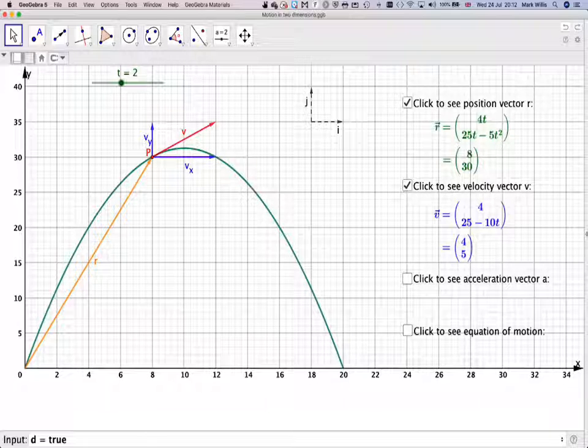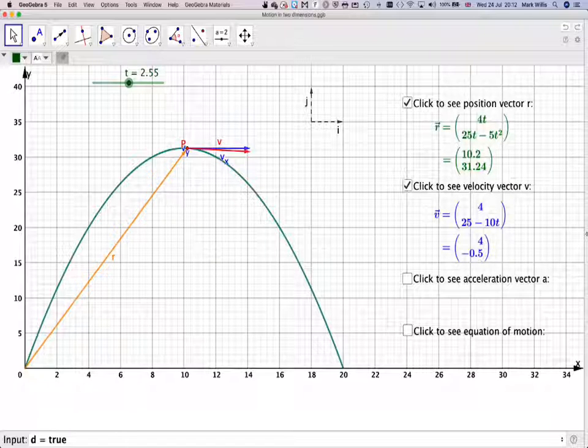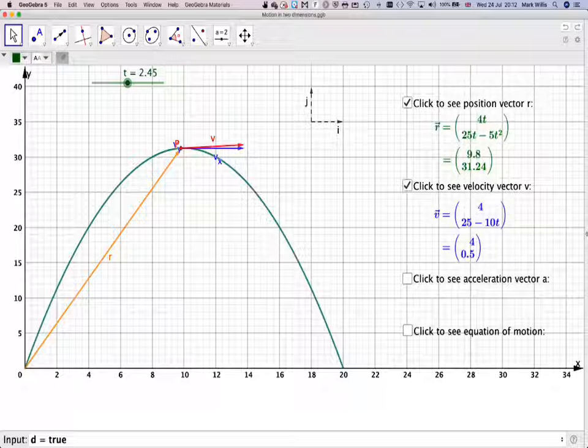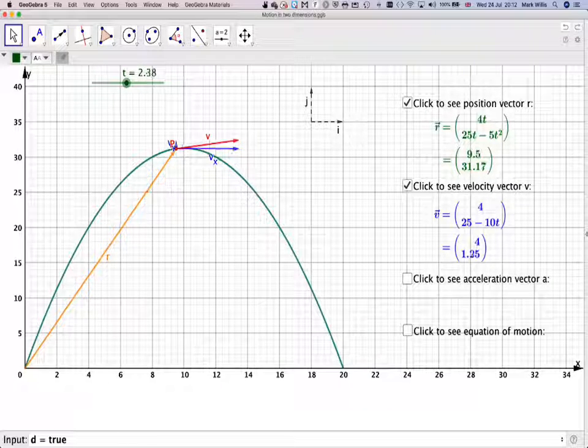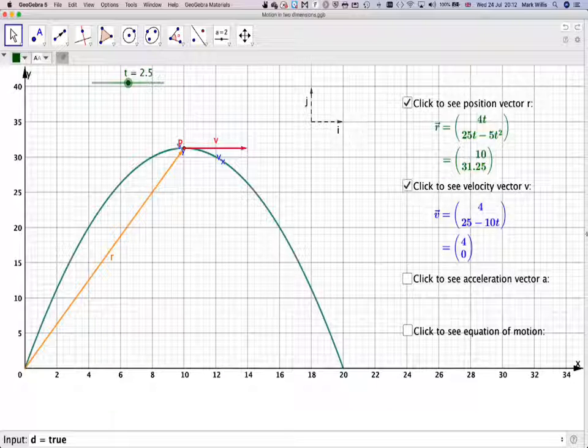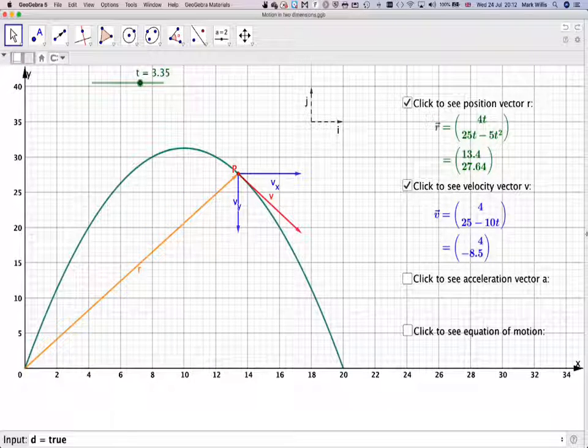If we move t along, we can see at this particular point there is no vertical velocity, but we still have 4 here. After this point, the velocity is acting downwards because the ball is actually falling back towards the ground.